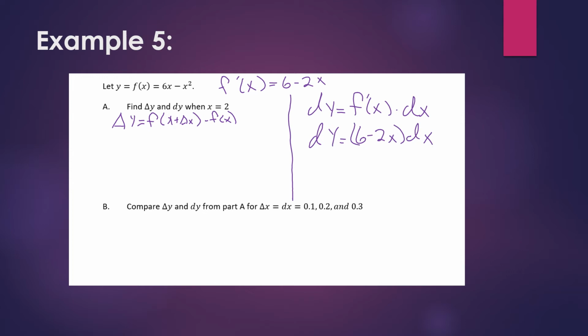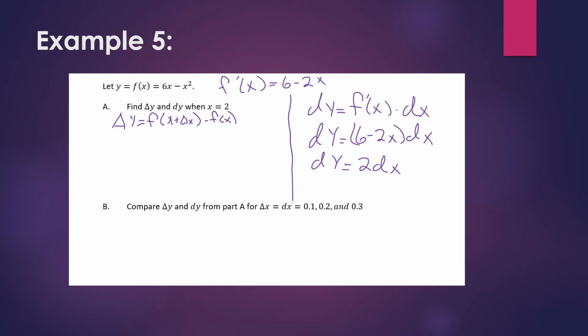And they told us to go ahead and plug in 2 for x. So dy is going to be 2 dx. 2 times 2 is 4, 6 minus 4 is 2. So dy is 2 dx. So however much x is changing by, multiply by 2, and that's our dy.